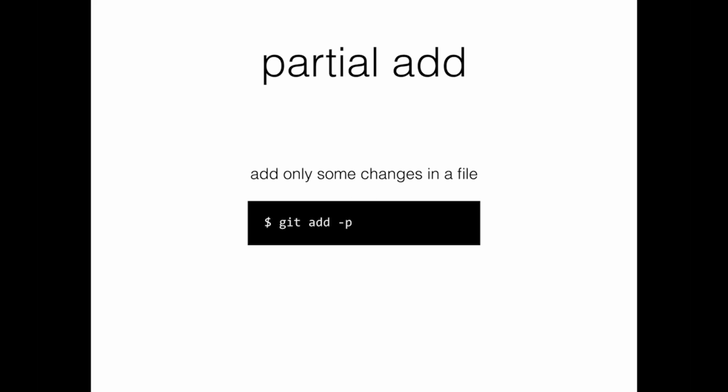Number six, I like this one. Partial add. Let's say you make changes to a file and all of a sudden you have to do a bug fix on the same file, but you don't want to commit the changes you made so far. You could stash your changes, create another branch, but maybe the fastest way is just to add the changes you want to commit. git add -p allows you exactly that. You can specify the changes you want to add, and only the selected ones will be staged and committed. This is really a good one.